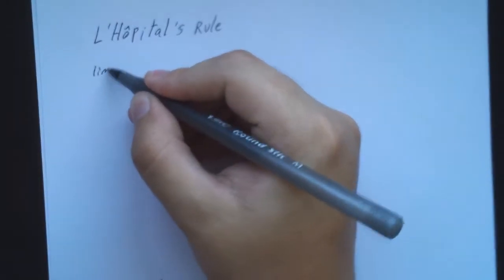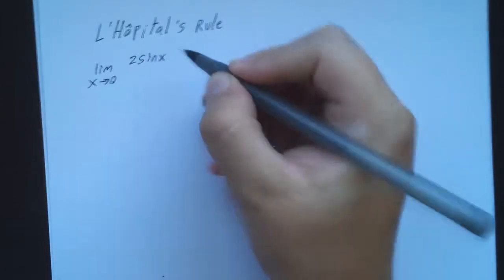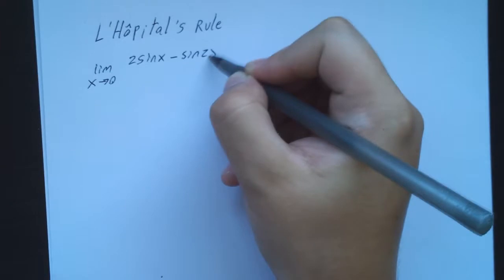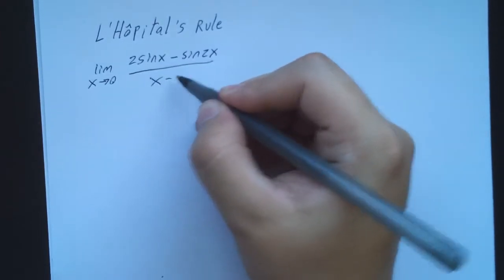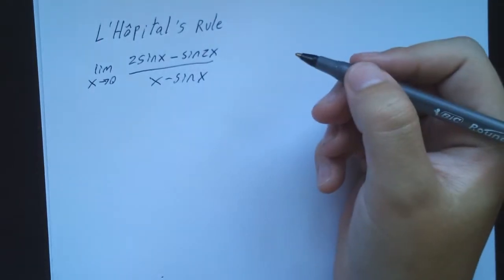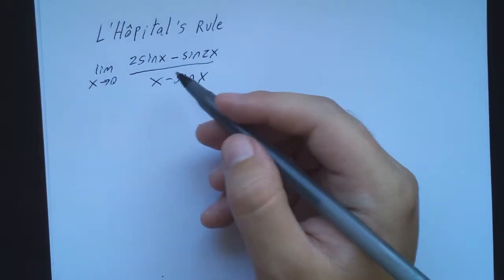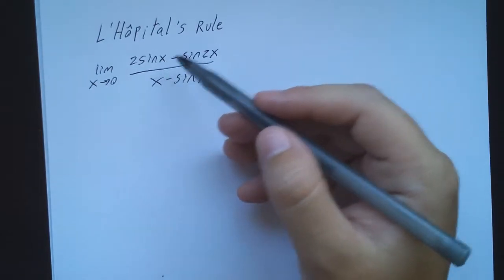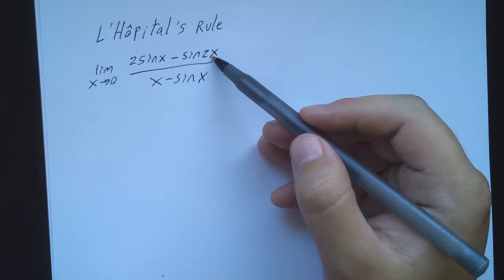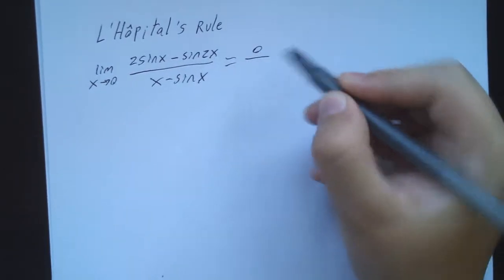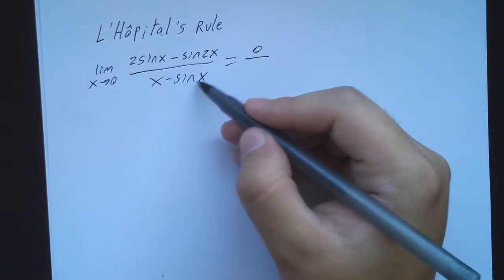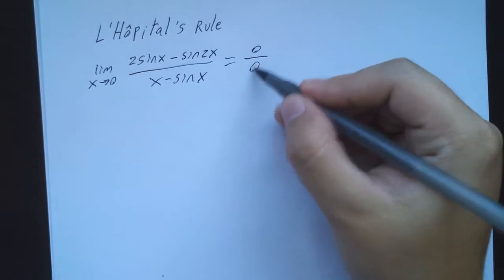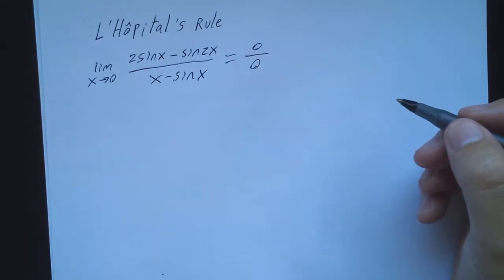Okay, let's try some L'Hopital's rule. Let's say the limit as x approaches 0 of (2 sine of x minus sine of 2x) over (x minus sine of x). Let's try this one. If we plug in 0 for x, sine of 0 is 0, times 2 is still 0. The same here, it's going to be 0. So this is 0 over 0 minus sine of 0, which is another 0, and this is where we have to apply L'Hopital's rule.